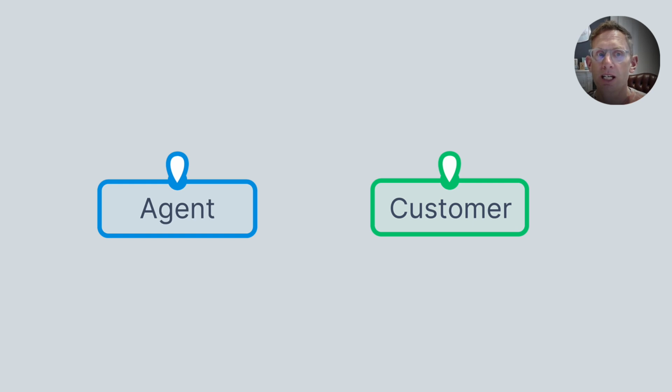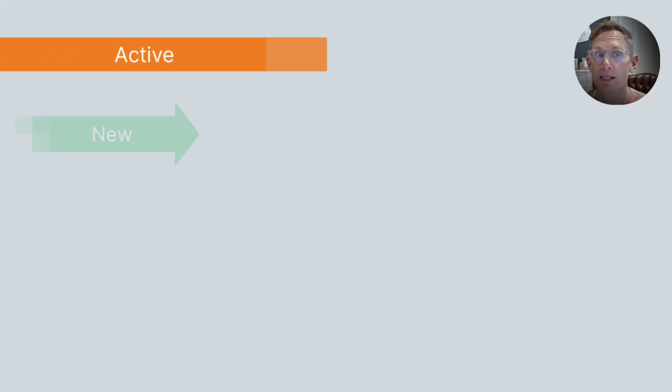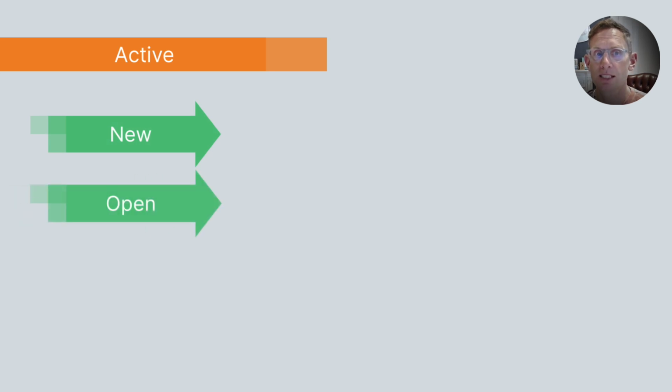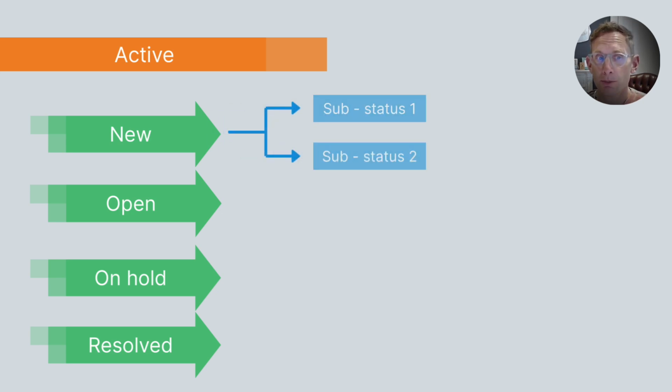So Service Manager has several active states available that represent stages in the request lifecycle when the request is not cancelled or closed. So for each of these, shown here, you can create your own substatuses, either on a global basis for all services or on a per service basis. You can even create different substatuses for each request type within a service if you need to.